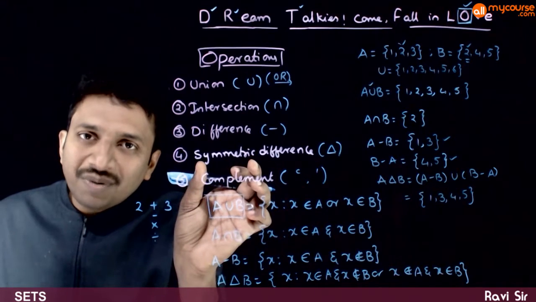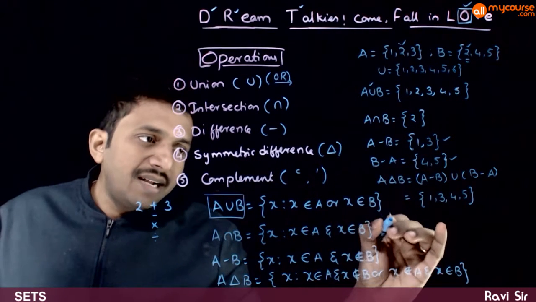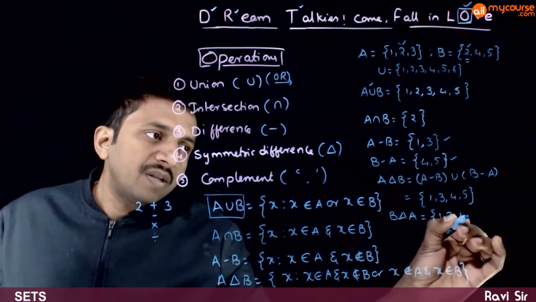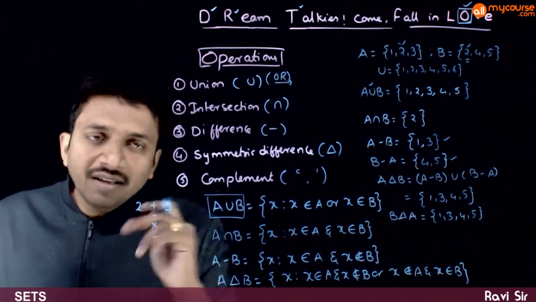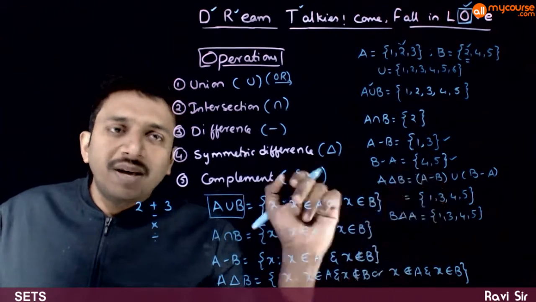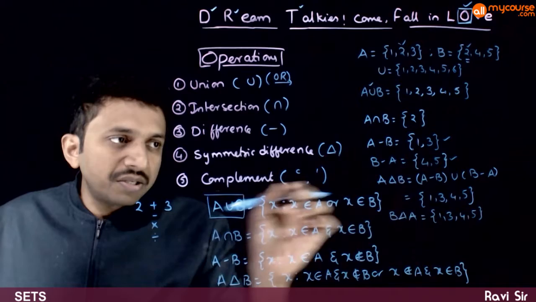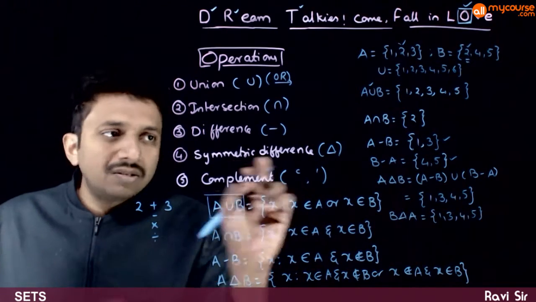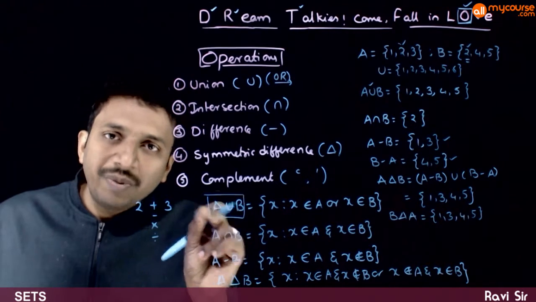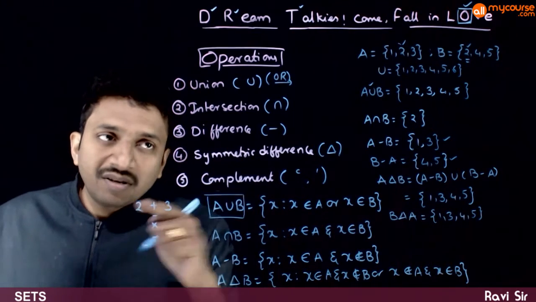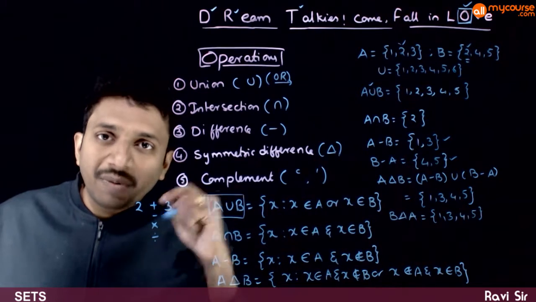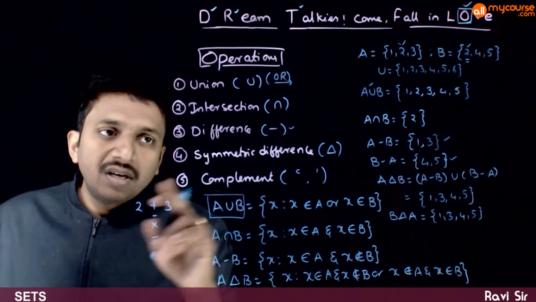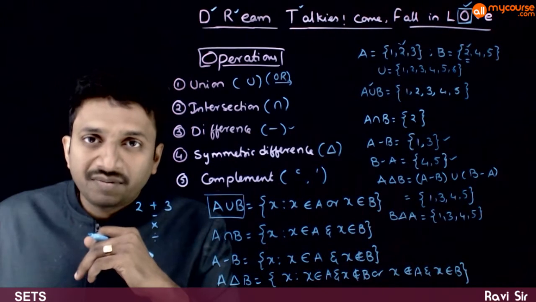So why is this called symmetric difference? Because A delta B and B delta A will be the same. So what is B delta A? B delta A is B minus A union A minus B, which is the same as this. So that's why this is called symmetric difference. It doesn't really matter in which direction you do. So A delta B will be the same as B delta A. This is not true for difference. A minus B is not the same as B minus A. So that's why the third operation is called difference. The fourth operation is called symmetric difference.